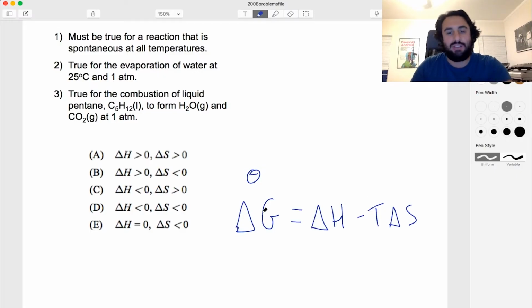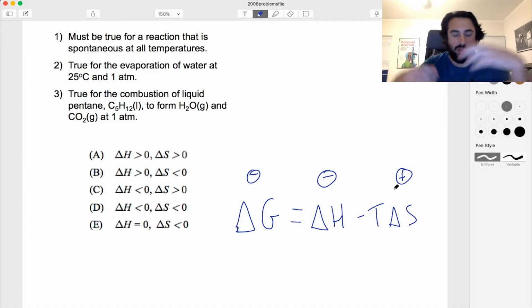So in order for delta G to be negative, no matter what T is, delta H must be negative and delta S must be positive. So it's exothermic, it releases energy, and it's entropically favorable. It involves a further dispersal of matter or energy. If you have a negative minus a positive, it does not matter what T is. T could be close to absolute zero, or it could be a million. It doesn't matter. A negative minus a positive must be negative. Delta G must therefore be negative.